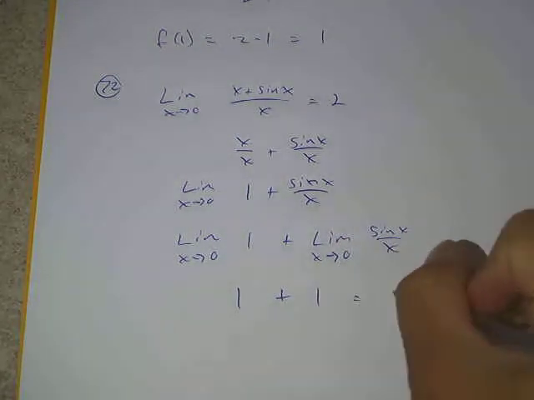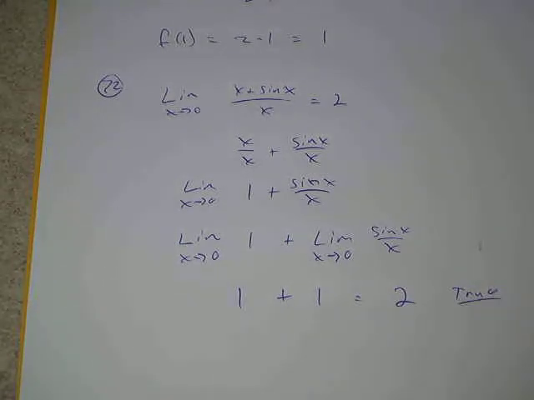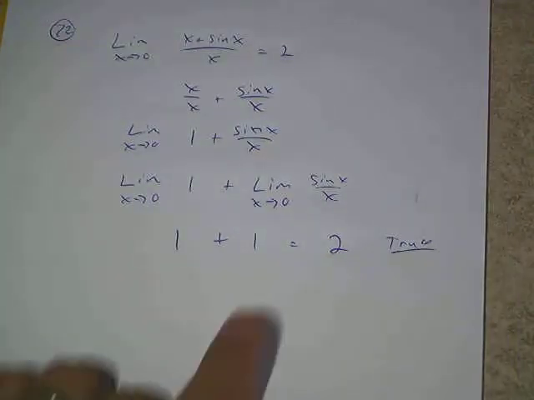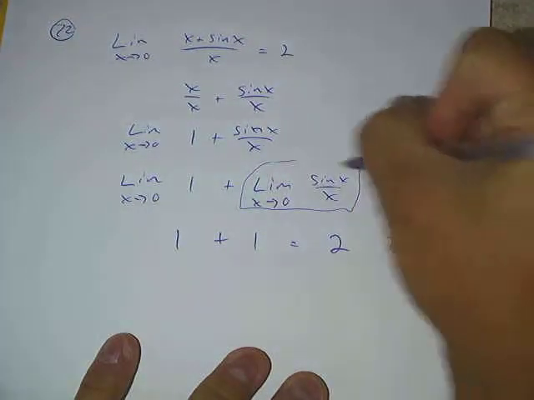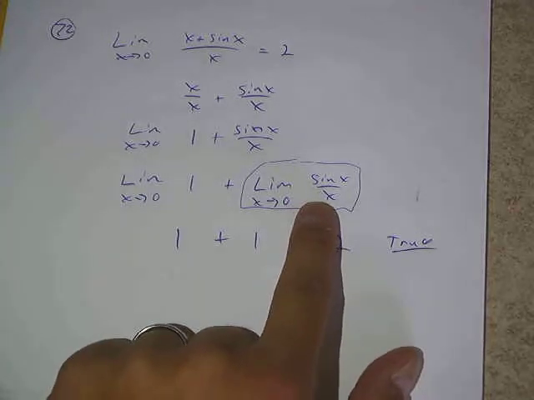And then what does it say on page 57 about this special limit? That's also equal to what? 1. And therefore our final answer is 2. So the actual final answer is true. This special limit right here is just one that, when we see it, we need to recognize that we know is always 1.